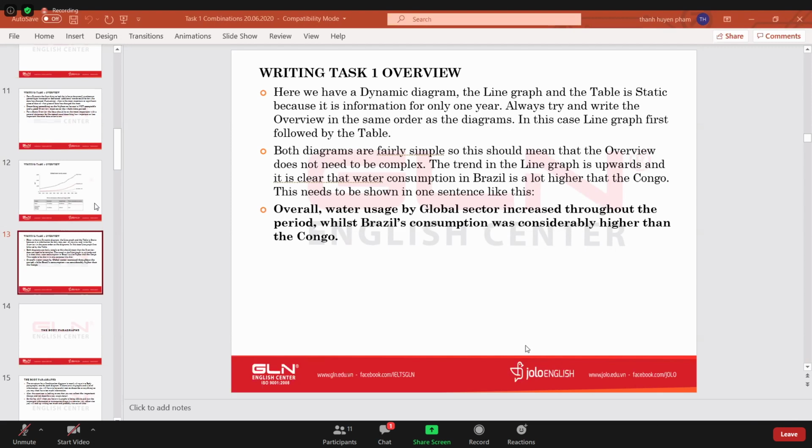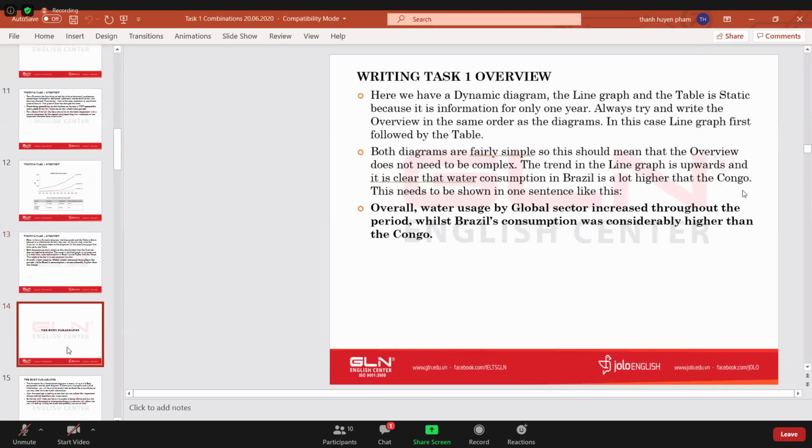That overview, there's nothing complex there. It's straightforward, easy to read, and it ticks all the boxes that the examiner wants from you. As I mentioned before, do not try and overcomplicate things. Just write it as you see it, because the examiner will probably see the diagram in a similar way to you. So don't try and overcomplicate things. Let's have a look at the body paragraphs.